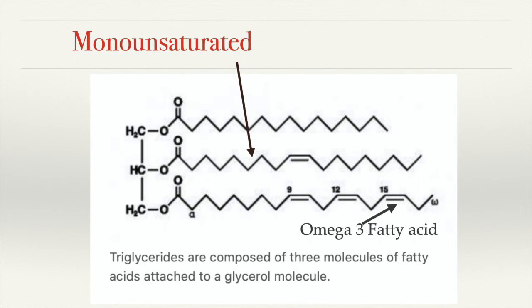Here is a triglyceride, 3 fatty acids attached to a glycerol molecule. The first on the top here is what's called a saturated fat. It doesn't have any double bonds. The middle is a monounsaturated fat, meaning there's only one double bond. And the bottom is an omega-3 fatty acid, and it has a double bond starting at the 3rd carbon. Every time there is a corner in the structure, it is representative of a carbon with hydrogen attached.